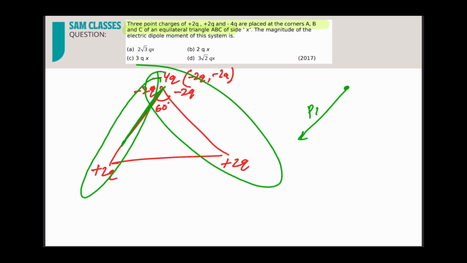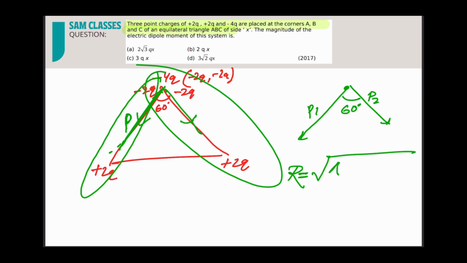So we can now write it as one dipole P1 here. And what is the direction of the dipole, students? Negative to positive. The dipole moment direction is negative to positive. So we have two vectors P1 and P2 like this, and the angle between them is 60 degrees. Now this whole question became a vector question. Now you need to remember one formula: how to find the resultant of two vectors when the angle is given. What is the formula? Root under of a square plus b square plus 2ab cos theta.